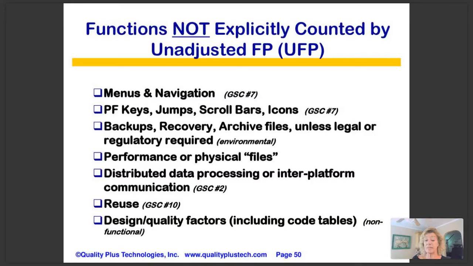Distributed data processing or inter-platform, platform means how many pieces of hardware do we have. Distributed data processing is general system characteristic number 2. If I've reused code, I don't get function points for that. It would be general system characteristic number 10. Design or quality factors, if I've got complexity, I would look at general system characteristic number 9, which is complexity. Code tables don't get counted. Even if I need them, they're not countable.